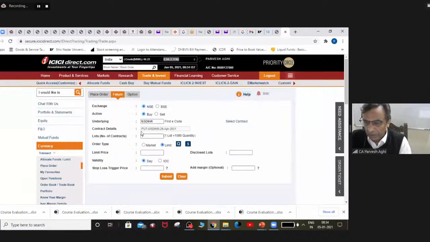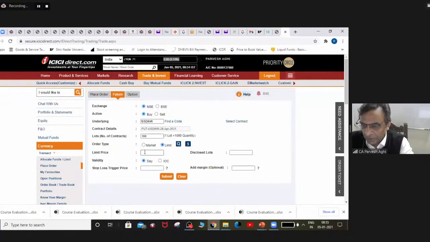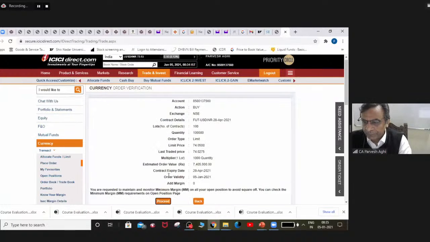Now the contract details will come here. Suppose you want to buy, say, 100 contracts because your exposure is, say, $1 lakh. Then you can just give the rate here. So what is the April rate? April rate is 74.02, which is the last trading price. So I can just put a price of 74.05 or whatever I want, and I say submit. Now my order can be booked.